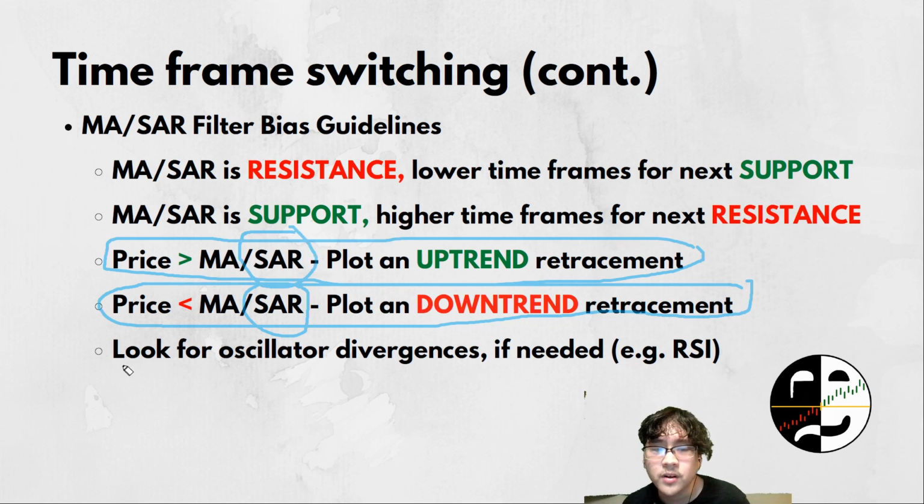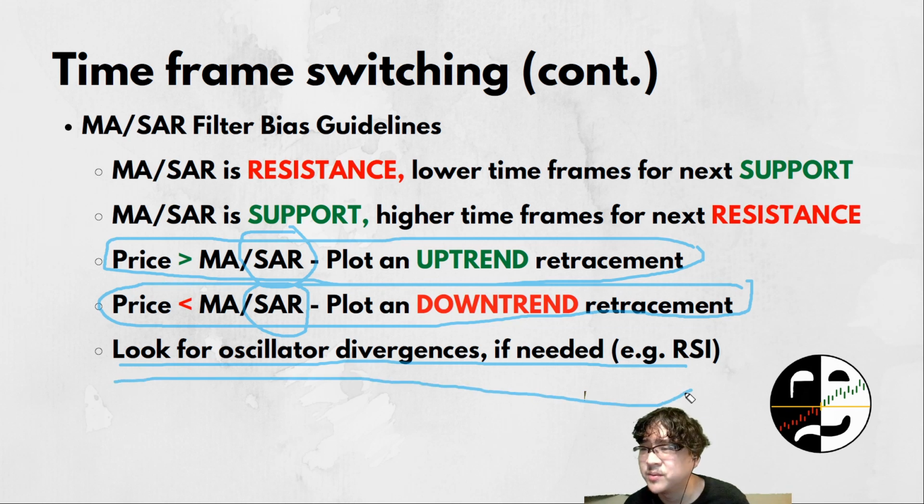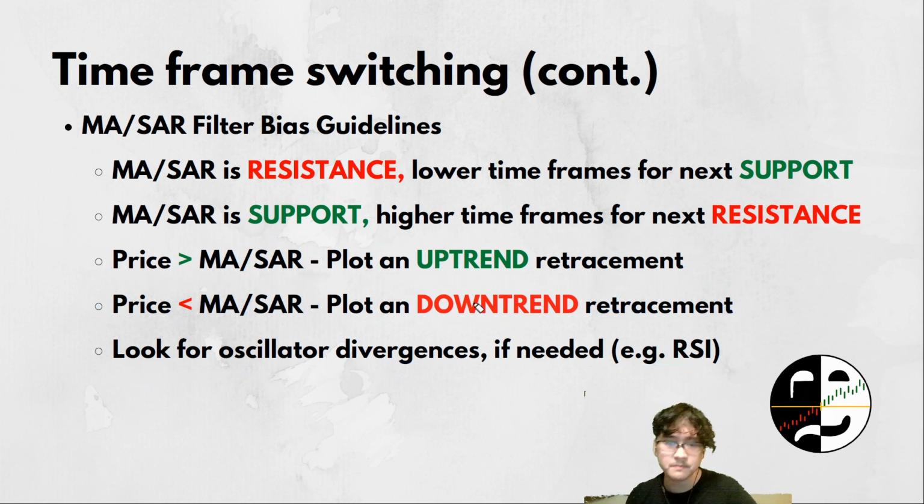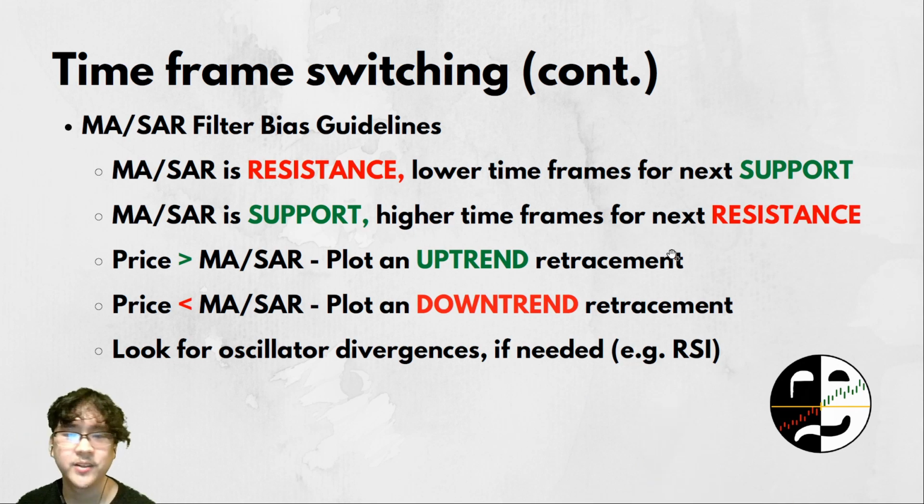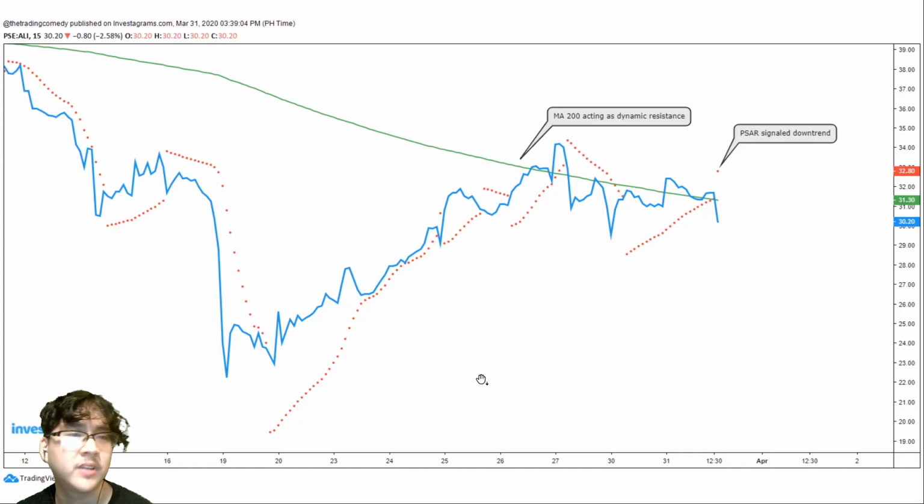And look for oscillator divergences if needed. So in my case, I use RSI most of the time. But you guys can use other oscillators such as stochastics and probably MACD. Ayun. So there. Let's go to the next slide. Transfer myself to the left side of the screen. There you go. So here's an example.